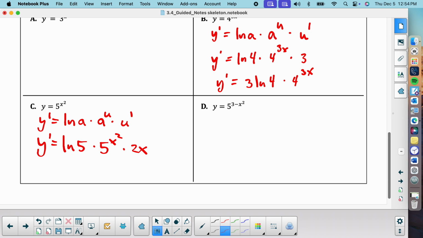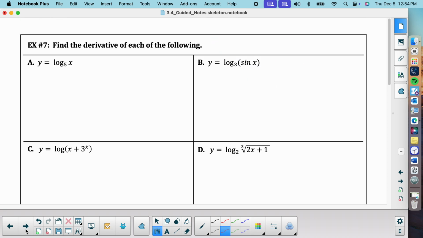Okay, let's skip D, because D, in my opinion, is no different than B or C. The only difference on D is that the very end would be negative 2x instead of 2x. So let's go to logarithm problems. That's the only difference on this next page, these are the logarithm problems instead of exponential.